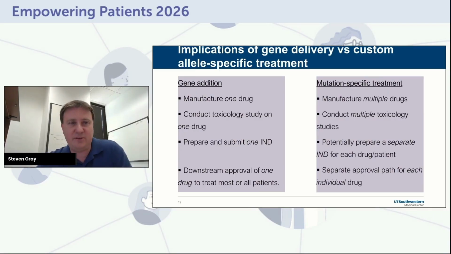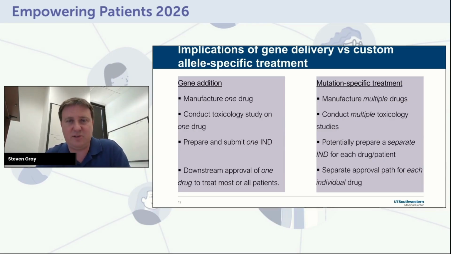So the implications of this: if you're doing gene addition, then you have to manufacture one drug. You are going to conduct a toxicology study on one drug. You're going to prepare and submit one IND. This is the application to the FDA. And then if this is all successful, and you want to move this treatment from clinical trials to an approved drug, then you have a process to approve one drug to treat most or all of the patients that are affected by mutations in this gene.